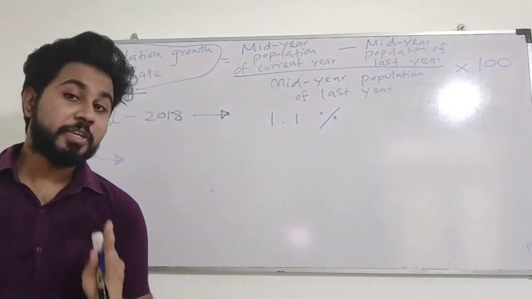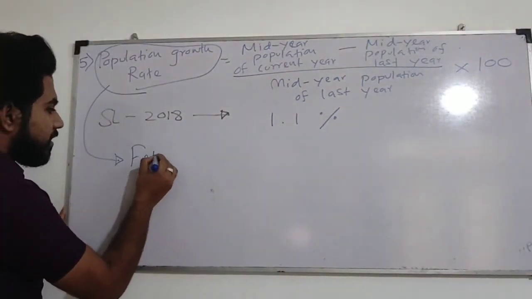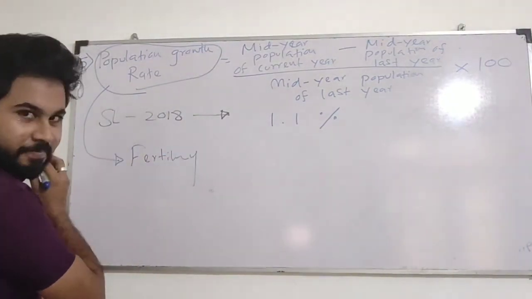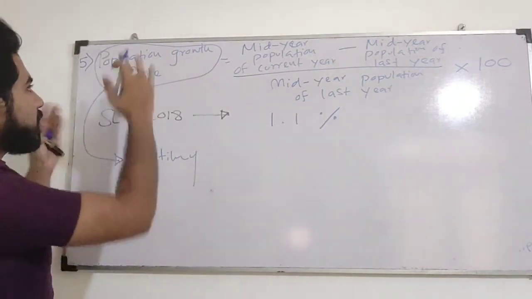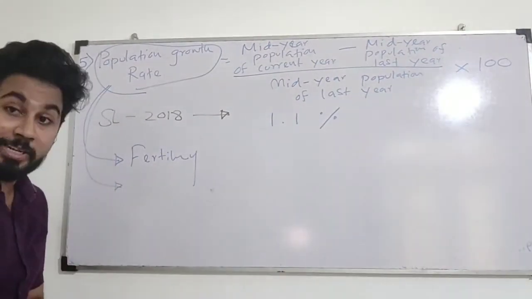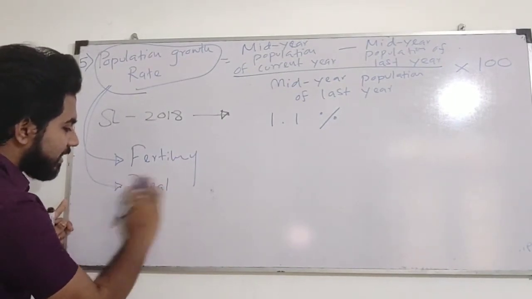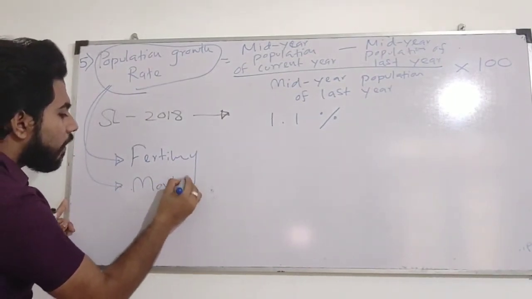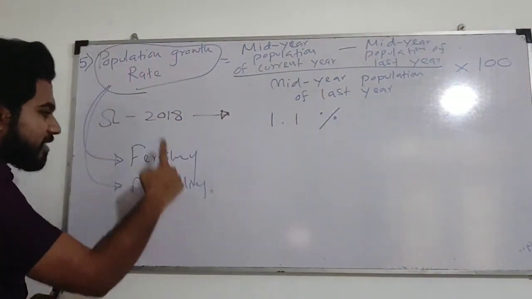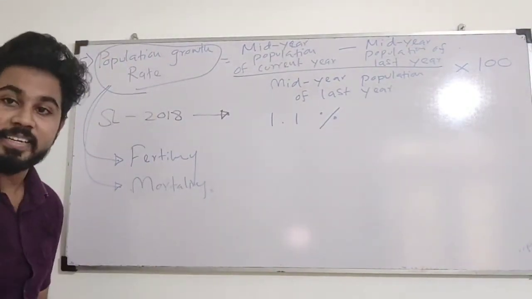You know, population will change as a result of 3 reasons. What are the 3 reasons? As a result of fertility. Okay, that means births. As a result of births, population will grow. And then population will negatively grow. That means population will decline as a result of what? Death cases. We call it mortality. So population will change as a result of fertility. Population will change as a result of mortality.